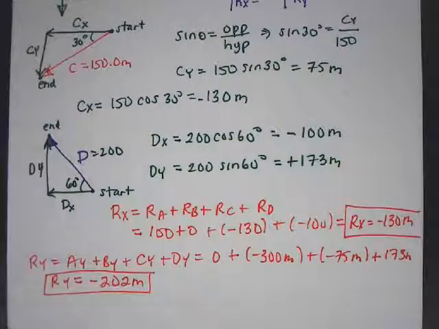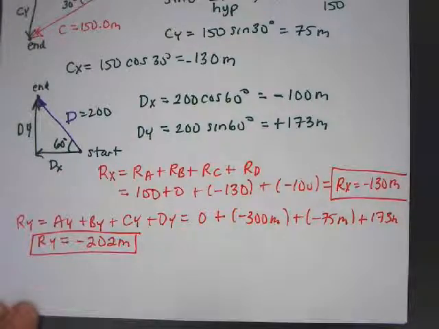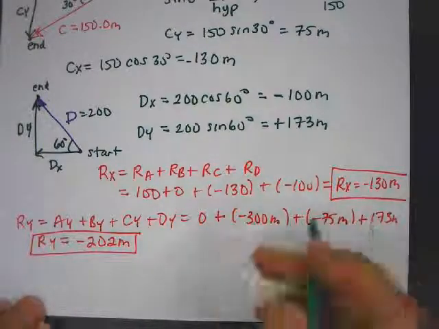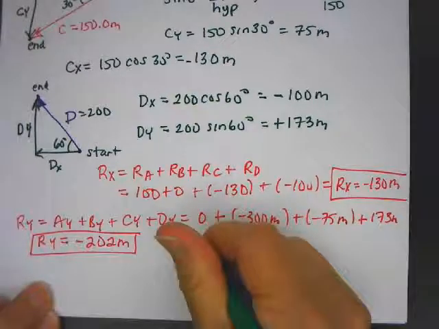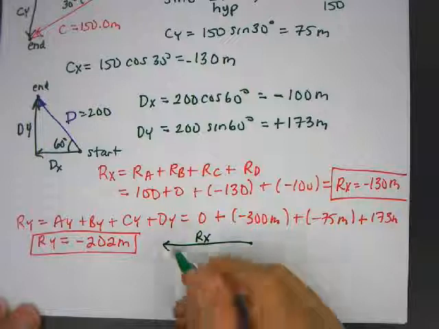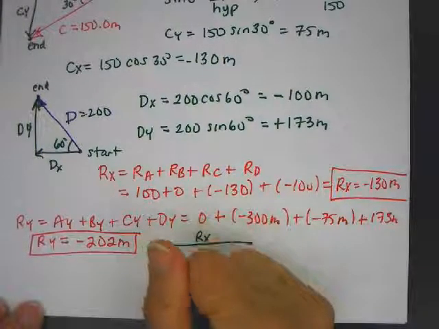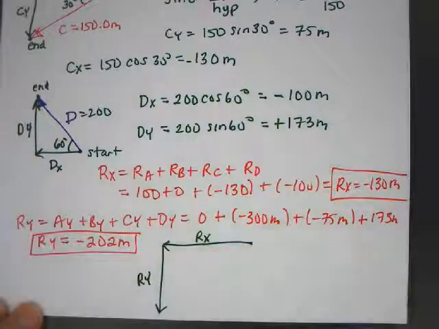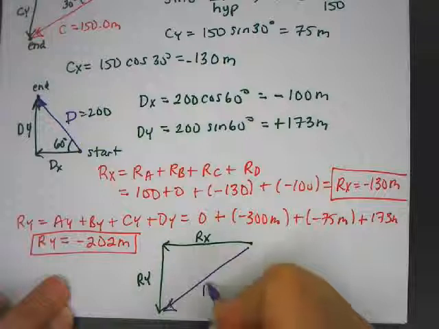Now remember, I'm not finished because I want to find R. So if I have Rx and I have Ry, first I'll draw myself a picture. So Rx is negative, so I'm going to draw it to the left because that's negative. From the head of that one, I do the tail of the other. So Ry is negative, so that goes down. And now my resultant is going to be like this.